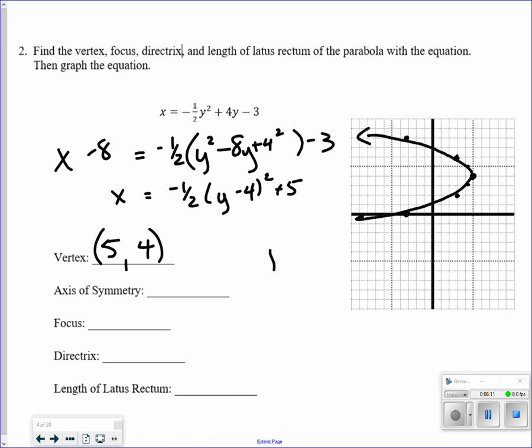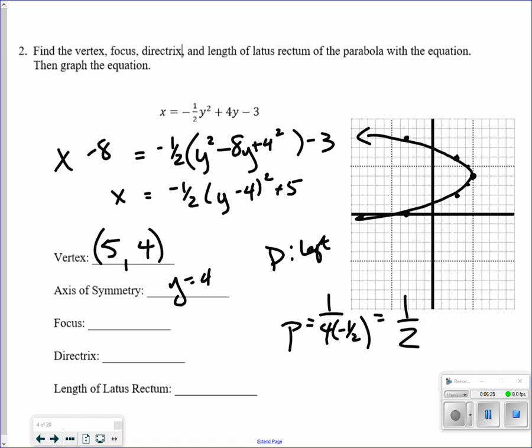Answering questions. Now I know I didn't have direction, but it goes to the left. Axis of symmetry is a y equals line going through the vertex. And the rest of them require p. P is equal to 1 over 4a. So I end up getting negative a half. Remember, it's the absolute value of that, so it's positive a half.